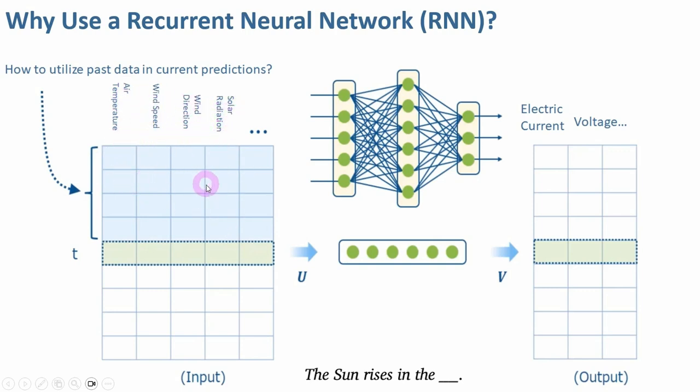Why past data matters. Suppose we want to predict electric current or voltage at the current time t. Using only the current sensor readings might give poor predictions. But if we also consider past data, e.g., earlier temperature or wind patterns, we can make much better predictions. The solution, RNN. Recurrent neural networks are designed to remember previous inputs using an internal hidden state. This allows them to use historical information when making current predictions.